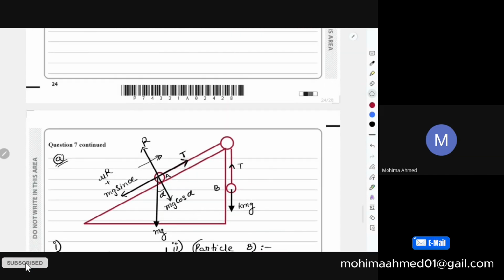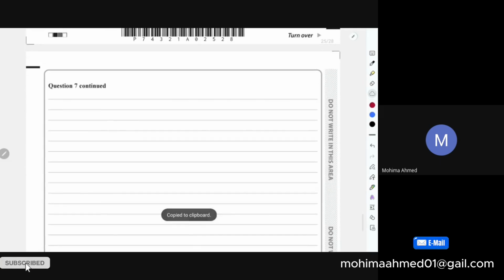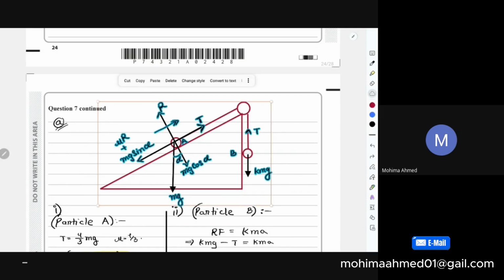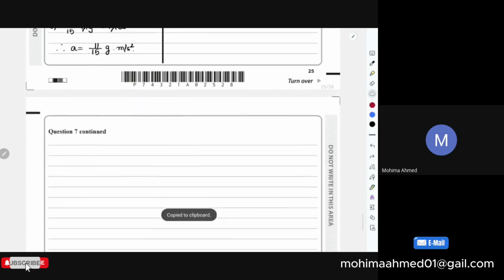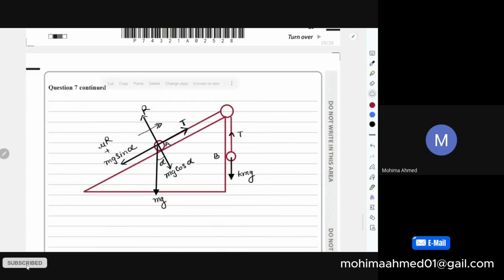I can understand that these tensions I was drawing with respect to particle A and B. If I want to draw their tension with respect to the pulley, then tensions will actually act in the opposite direction. Sorry, I have to copy. I don't need to talk about all these things over here, not important for me.